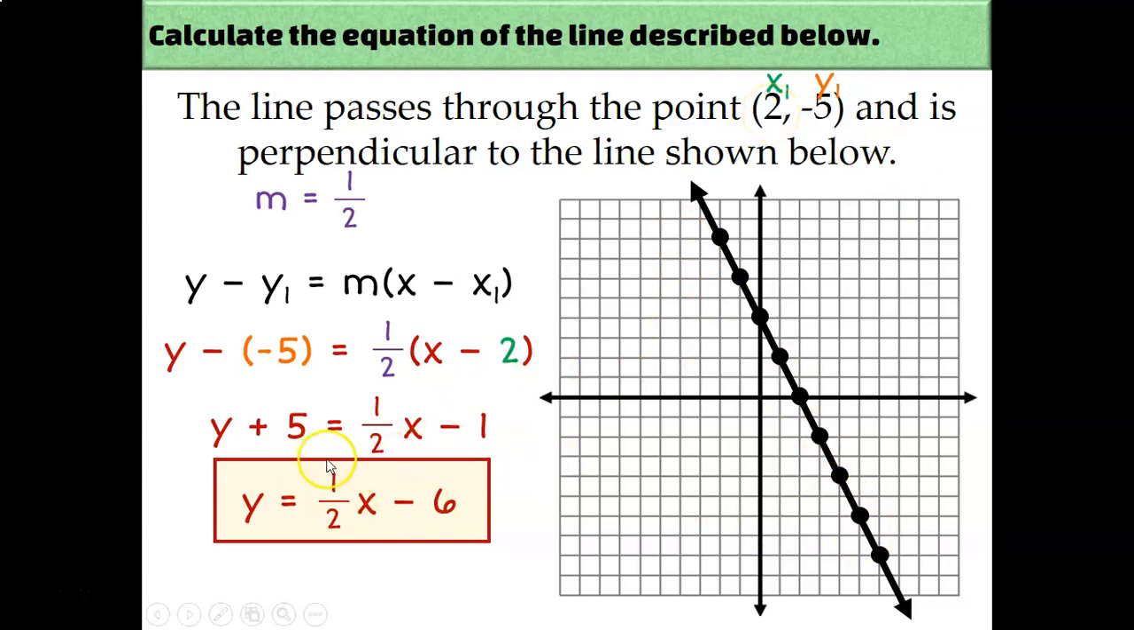And you can verify it by graphing it real quick. I would start down here at -6, and then I go up 1 and right 2, and here I am at that point 2, -5 that I was supposed to pass through, and up 1 and right 2, up 1 and right 2, so I end up with this line right here, which forms a right angle with the line that I've been given, and it passes through the point 2, -5.